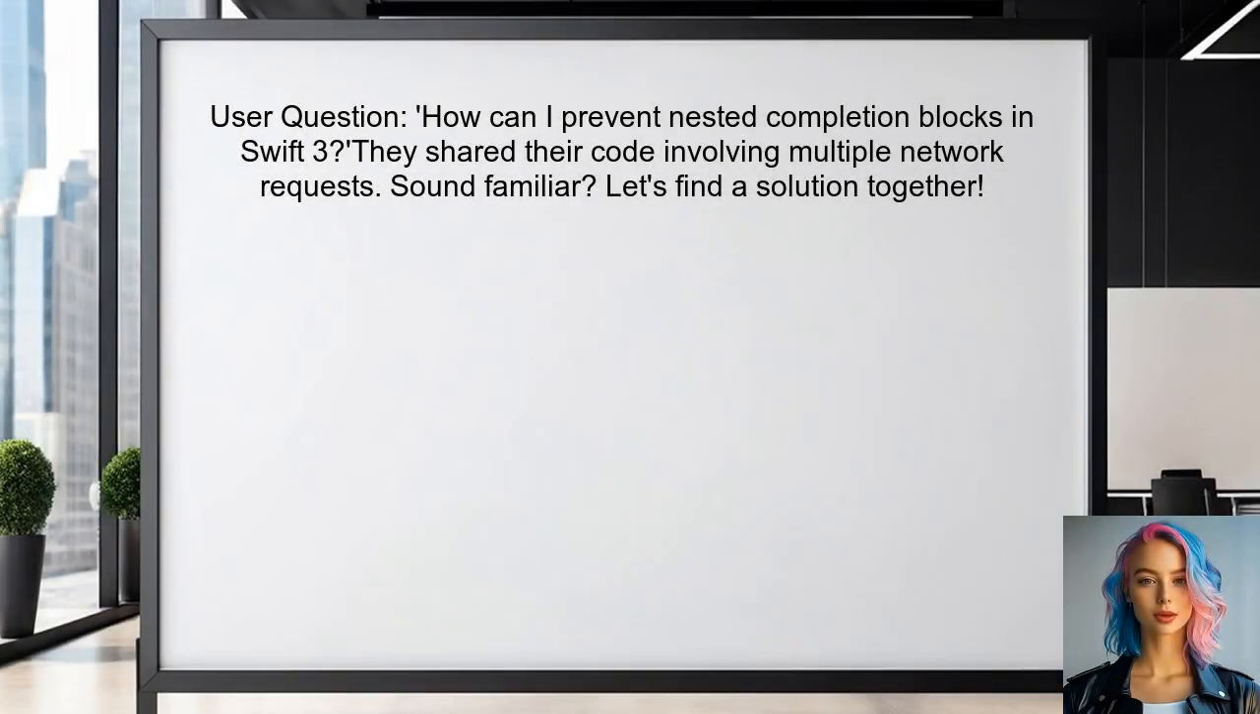Let's dive into the specific question at hand. One user asked, how can I prevent nested completion blocks in Swift 3? They shared their code, which involves multiple network requests that rely on each other. Sound familiar? If you're facing similar issues, stick around as we find a solution together.